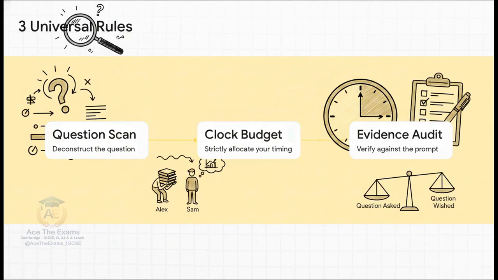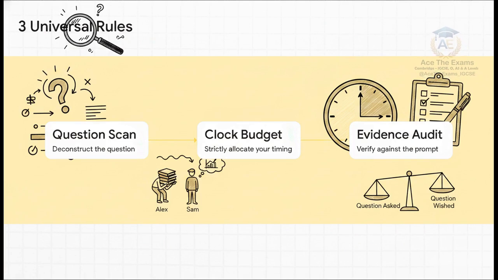Let's distill today's entire masterclass into 3 universal rules that you must apply to every single past paper you ever treat as a crime scene. Rule 1, the 3-step question scan. You must decode the topic, identify the command words, and pinpoint the specific context before you write a single word. Rule 2, the clock budget allocation. Do not spend 80% of your time gathering evidence, leaving yourself no time for the final evaluation. Budget your minutes strictly. And Rule 3, the final evidence audit.